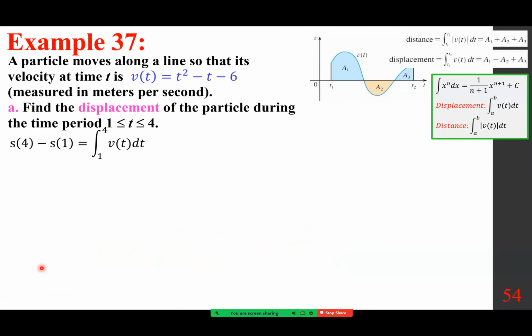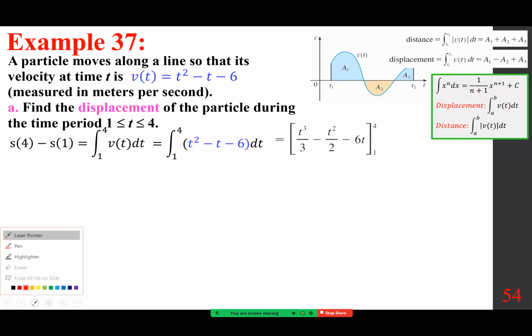So basically S of 4 minus S of 1. That is the displacement formula. Just take the integral of the v of t, plug in. As you know, this is 1/3 t cubed minus 1/2 t squared minus 6 t. Now you're going to plug in 4, you're going to plug in 1.